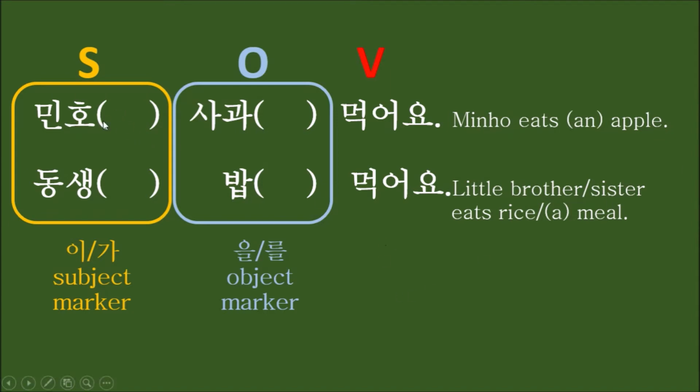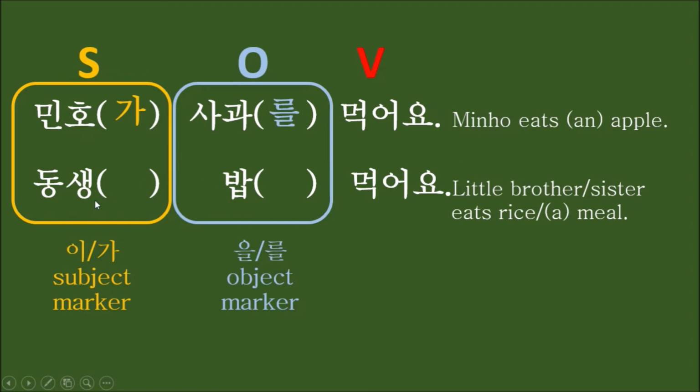For here, Minho, we use 가. 사과를 먹어요. 민호가 사과를 먹어요. The reason we use 가 is because Minho, the subject, ends with a vowel, and we use 가. While 사과 also ends with a vowel, and we use 를. 민호가 사과를 먹어요. Now this sentence is complete, and the meaning is clear that Minho eats an apple.